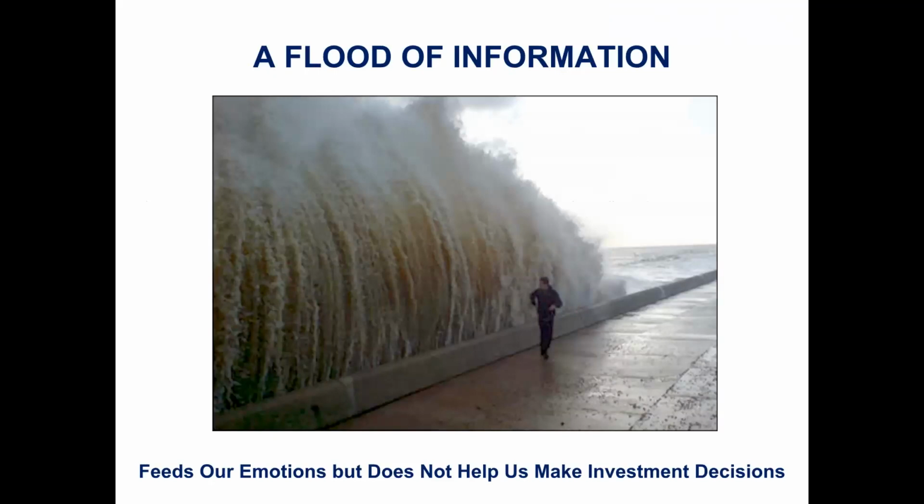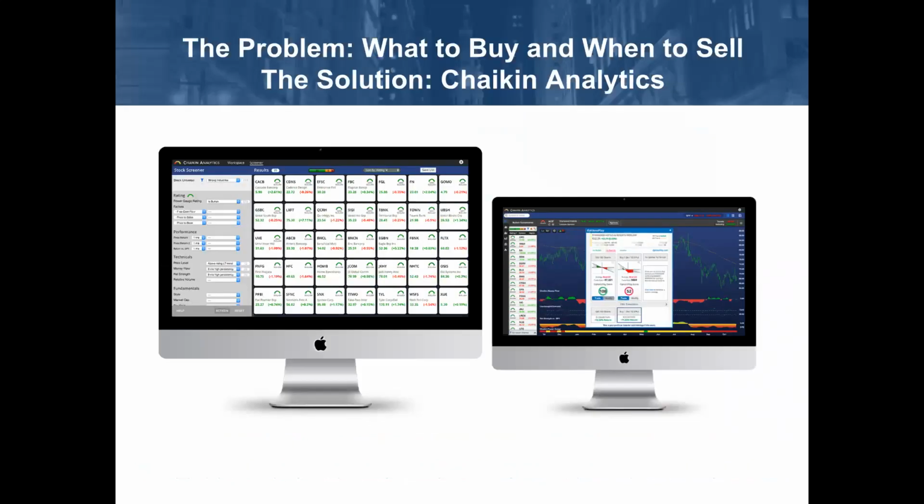And a lot of it was, why you should be bullish, why you should be bearish, look at this stock, look at that stock. And it's too much. Really what it does is it feeds on our emotions, but ultimately it does not help us make investment decisions because it's pulling us in too many different directions. So the problem really is, what do you buy and what do you sell and when, in an environment where you're being bombarded with too much information?